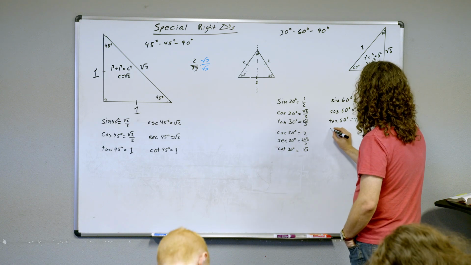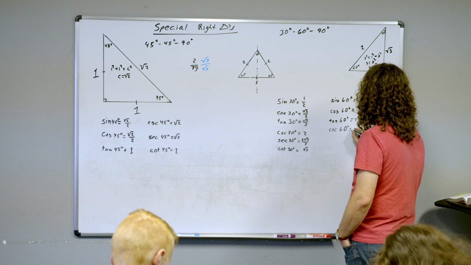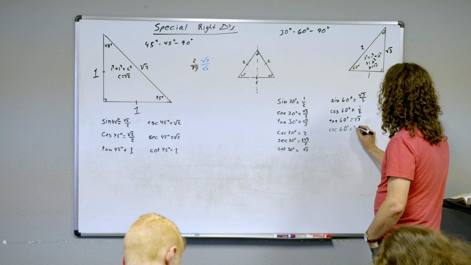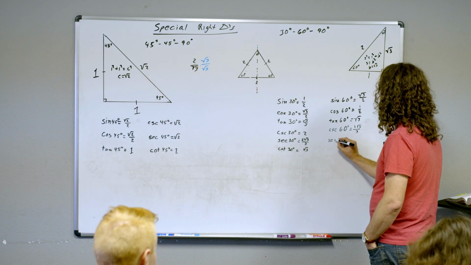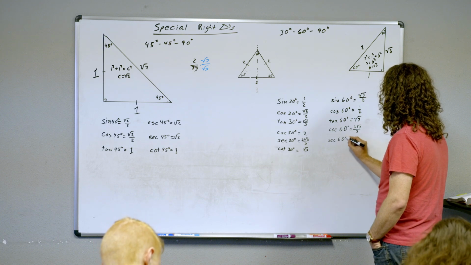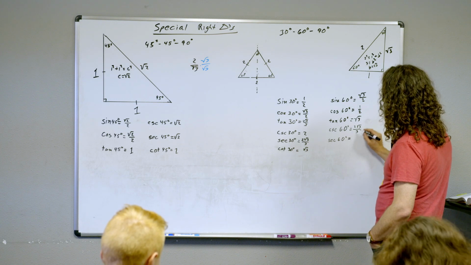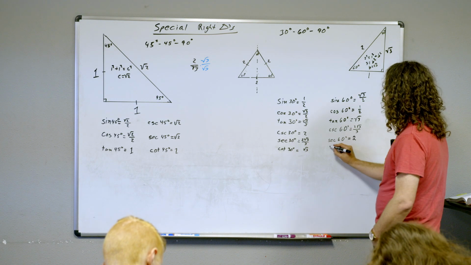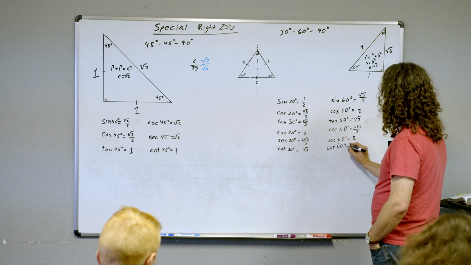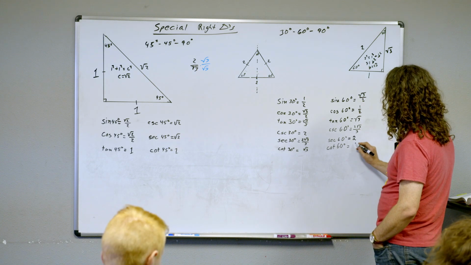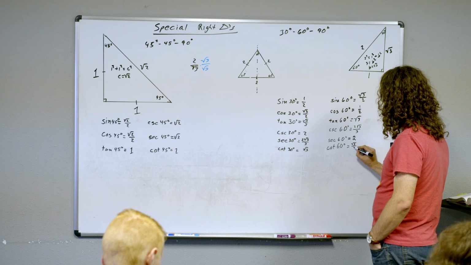Which is fine. And then the cosecant of 60 would be these flipped over, so 2 times the square root of 3 over 3. Secant of 60 would be cosine flipped over, which would be 2. And the cotangent of 60 would be tangent flipped over, which would be 1 over the square root of 3, which is the square root of 3 over 3.